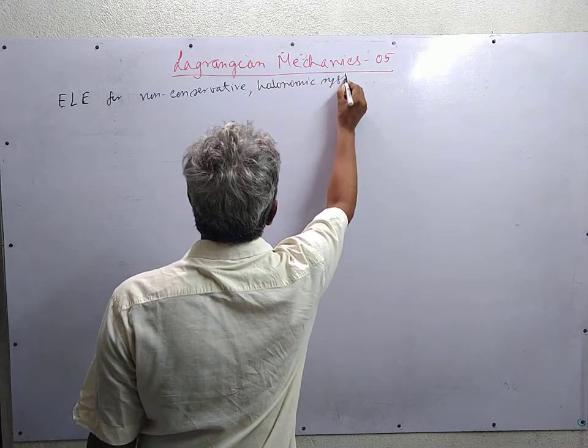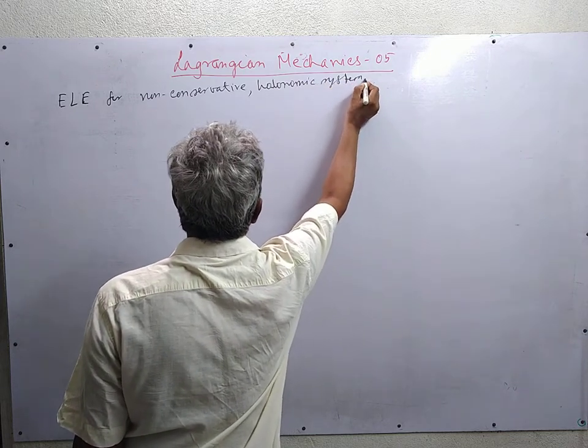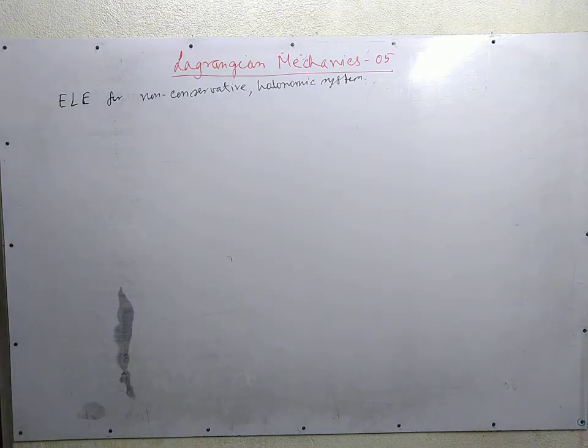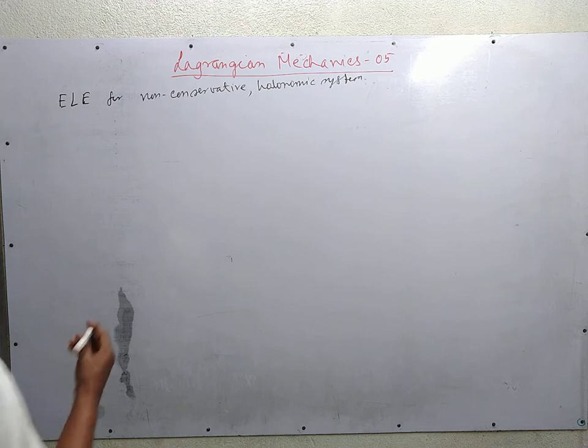A conservative force field is one for which the potential can be derived as the gradient of a scalar point function. For a non-conservative force field, no such potential function exists. We shall start from the modified form of Hamilton's principle.